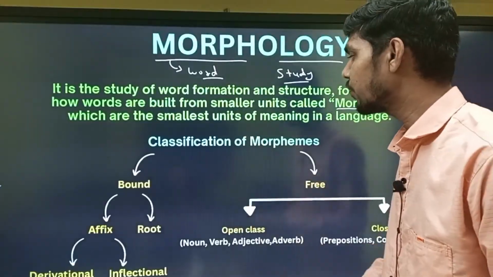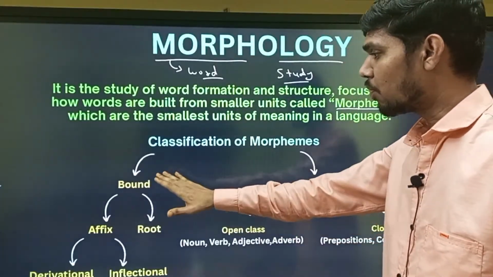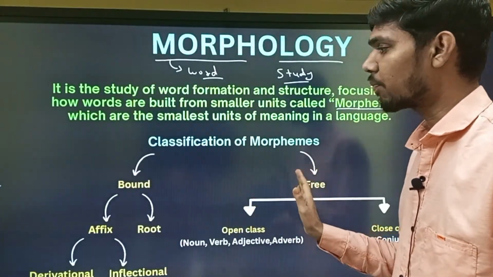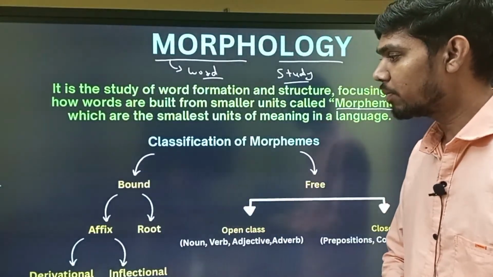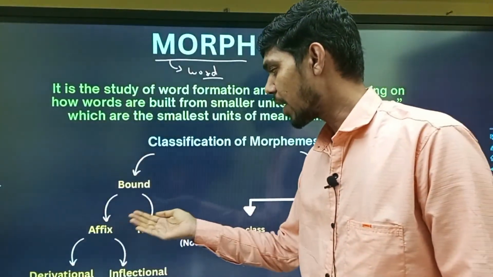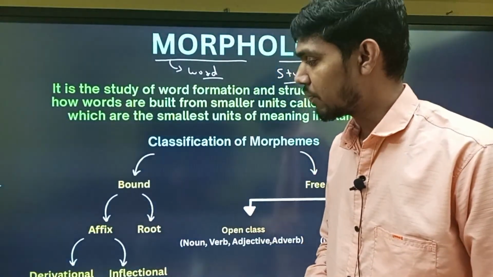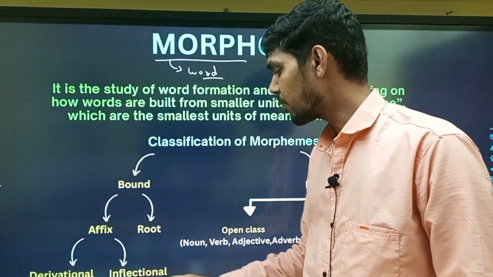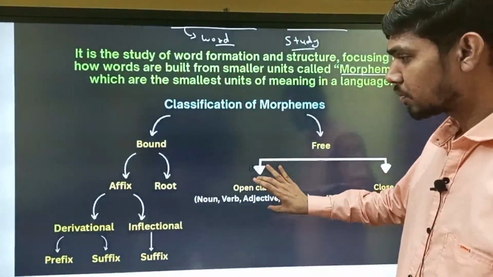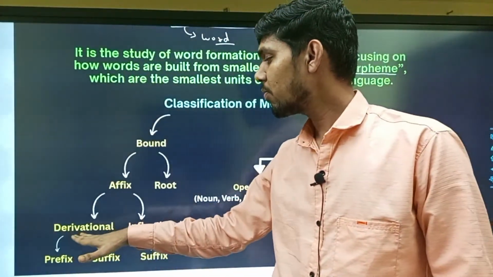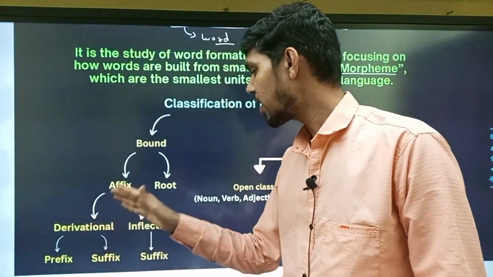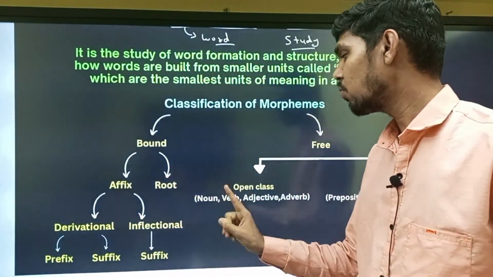Here is the classification of the morpheme. First, the bound morpheme, and second, the free morpheme. When we further divide the bound morpheme, we get the affix and the root. We can further divide the affix into derivational and inflectional morphemes. Mostly the derivational morphemes are prefix and suffix, and inflectional morphemes are only suffix.